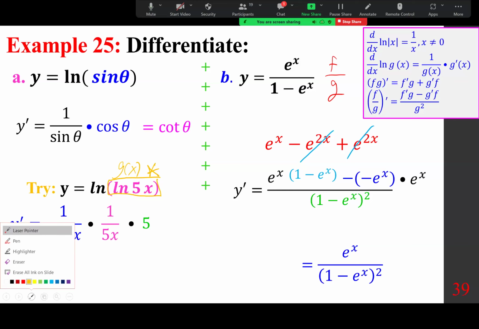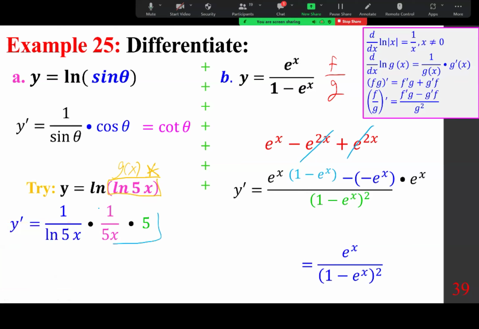In other words, this part is g prime of x. You rewrite this. First of all, you're going to get rid of the 5, and then you rewrite it in this form: 1 over x ln of 5x. We gotta move on.